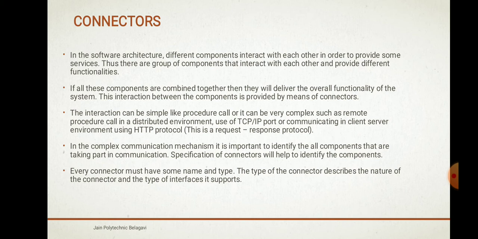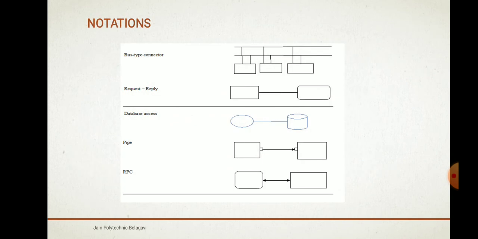In a complex mechanism, it is very important to identify all the components which are taking part in the communication. Every connector must have a name as well as a type. The type of the connector describes the nature of the connector and the type of interface it supports. These are the notations that are used for connectors. The first one is the bus type connector, which looks like the buses connected in a CPU. Then there is request reply. As you can see here, in the squares, one can be a client component and the other a server component, interacting with each other. And then there is database access, and you can see there is a pipe and a remote procedure call.